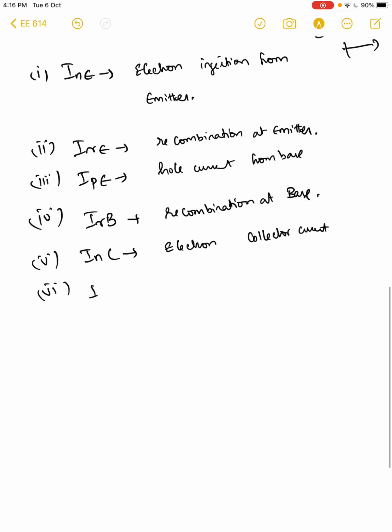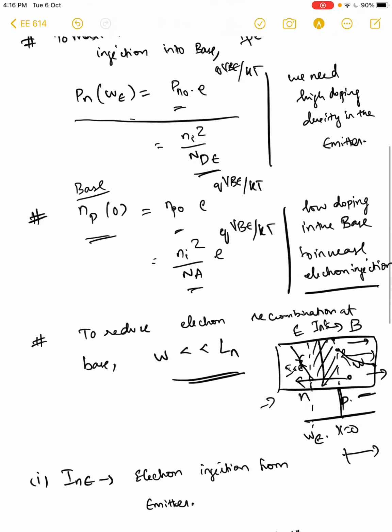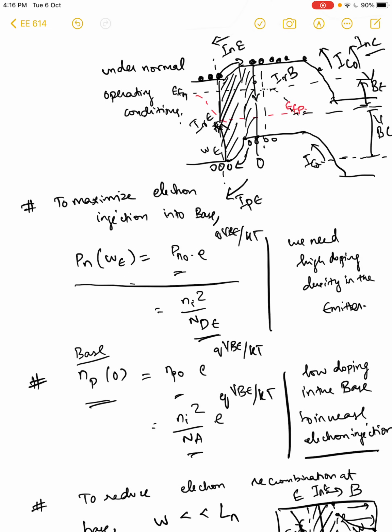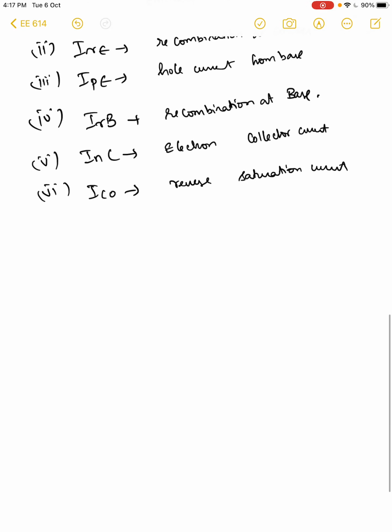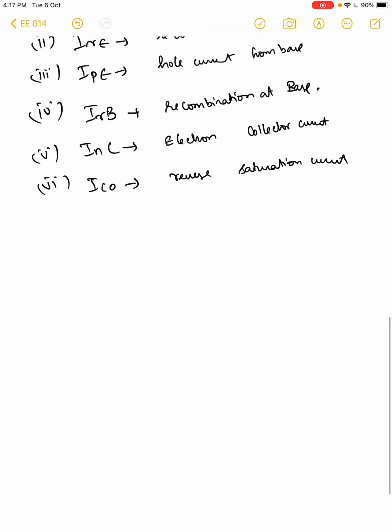In addition, you have IC naught, which is the reverse saturation current. This is the current which is due to the recombination in the depletion width. So you have a depletion width here as well, where the injected electron gets recombined, but then there is something which leaves this place as well. So this is the recombination current at the collector base junction. With all these currents, it is our goal to calculate these things. Slowly we will do one by one.